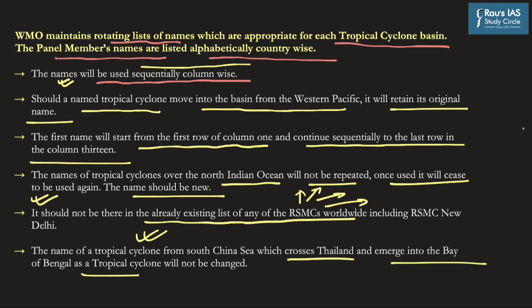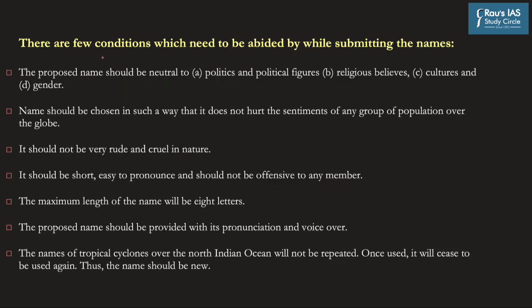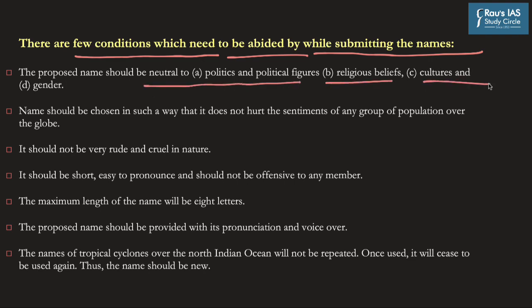So these are some of the important highlights with respect to the naming of tropical cyclones, whose list is maintained by the World Meteorological Organization. Now there are also a few conditions which need to be abided by while submitting the names. For example, the names of tropical cyclones should be neutral to politics and political figures, religious beliefs, cultures and gender. The name should be chosen in such a way that it does not hurt the sentiments or feelings of any particular group or community of a population over a given area, region or country.